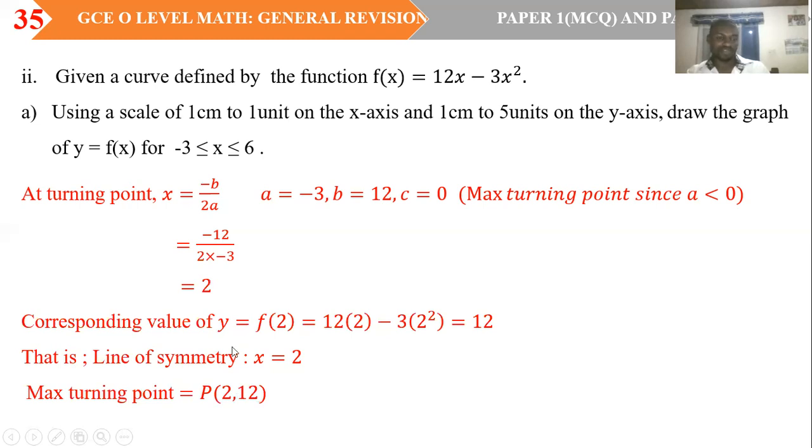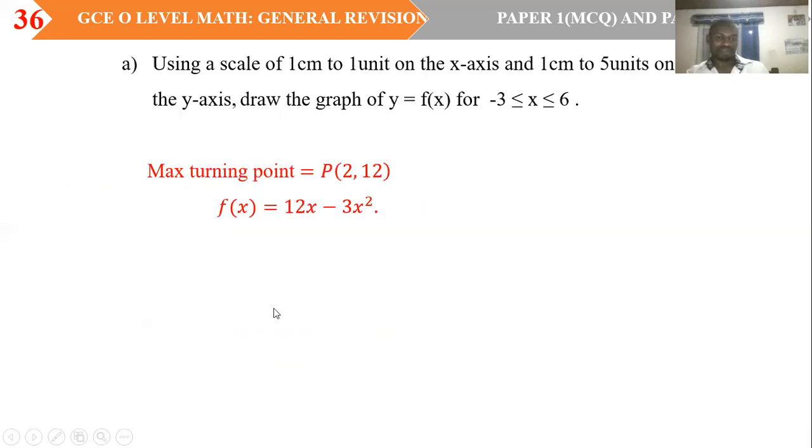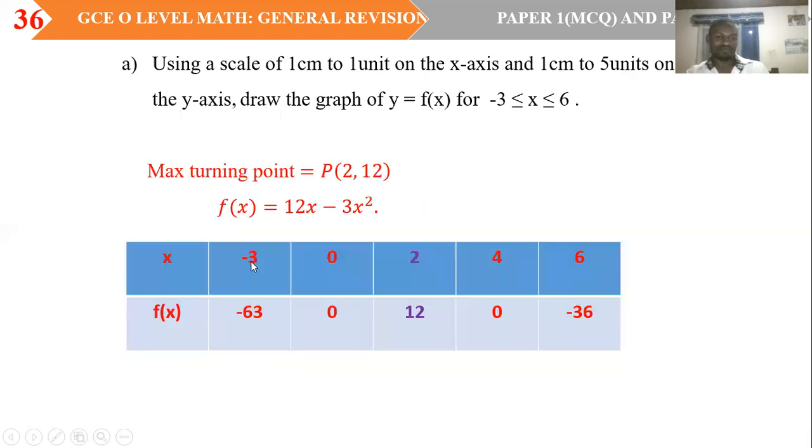After the turning point has been identified, we can use that turning point to come out with a table of values. This is the turning point. Knowing that to the right, the graph will be going down, and to the left, the graph will be going down, because that turning point forms the highest point to the graph of a quadratic function.